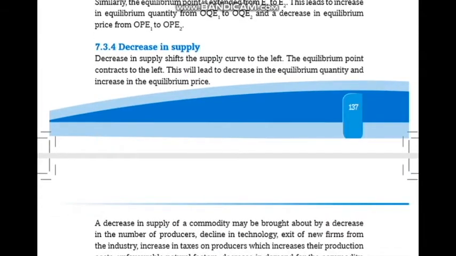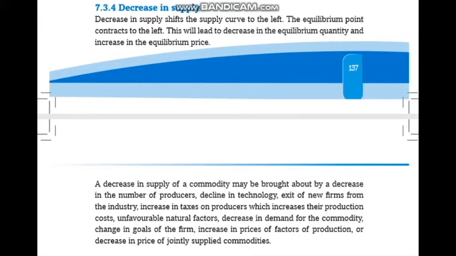So now, a decrease in supply shifts the supply curve to the left. The equilibrium point moves to the left.